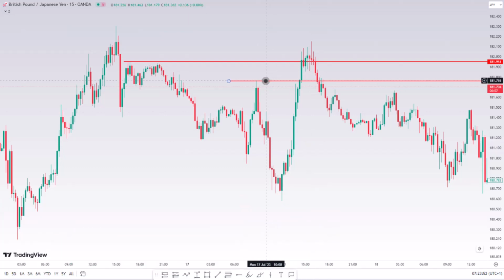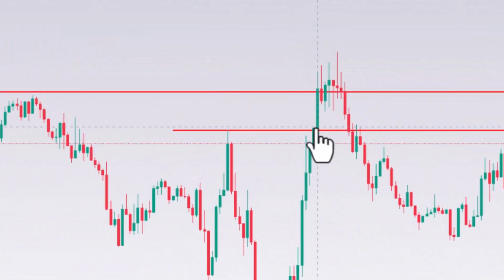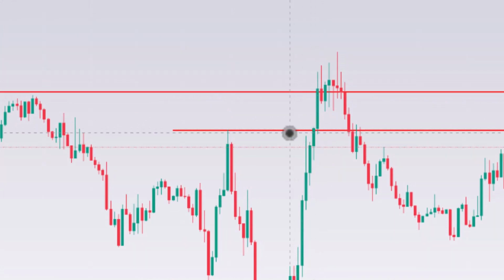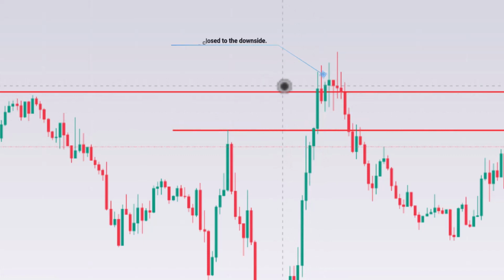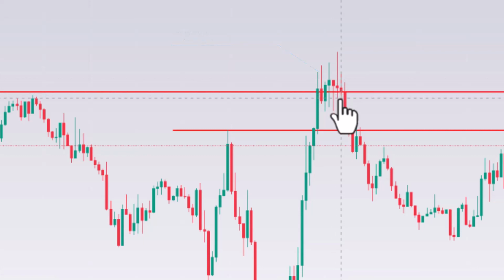For the first level which was created, when price approaches that level, it gave us no weak rejection, neither a candle close in the direction in which we want to sell. Hence, that level becomes what? Invalid for us to take our trade. The next level, as price approaches, we started seeing a series of weak rejections and what? A bearish candle close to the downside, thus confirming that this is a sell opportunity.